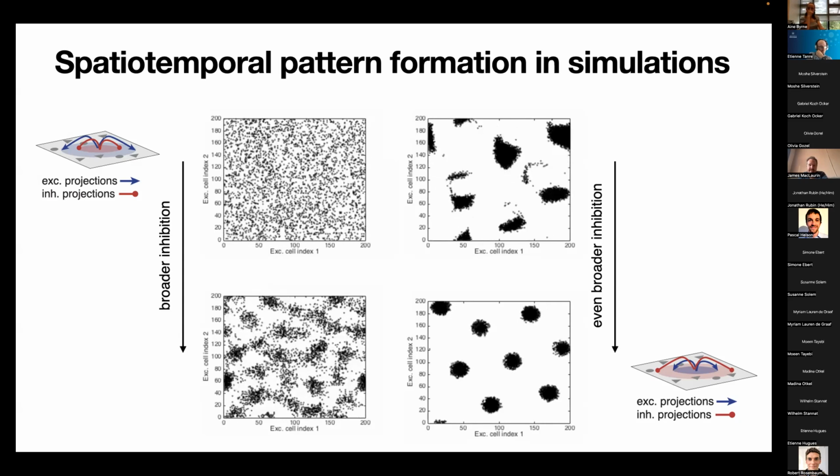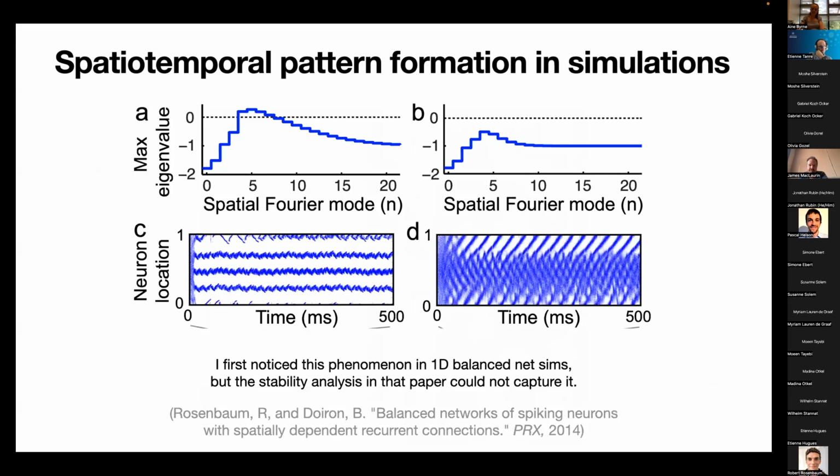So I wanted to understand what's going on, what's causing this pattern formation in these spiking networks. I first noticed this phenomenon when I was doing my postdoc with Brent Doiron on 1D balanced networks. So now arranged on a one-dimensional space instead of a two-dimensional space, but everything else more or less the same is what I'm looking at here. So we saw this phenomenon in our simulations.